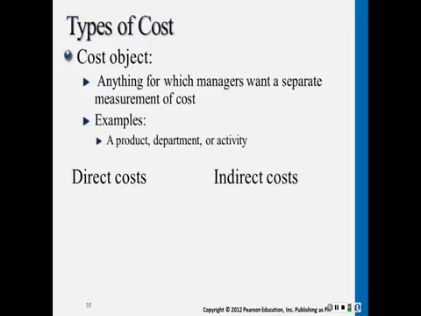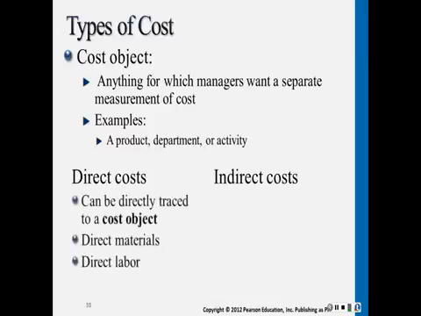A direct cost is a cost that can be directly traced to a cost object, such as a product. Direct materials and direct labor are examples of direct costs. A cost object is anything for which managers need a separate breakdown of its component costs. Smart Touch's DVDs are an example of a cost object. Managers may want to know the cost of a product, a department, a sales territory, or an activity.